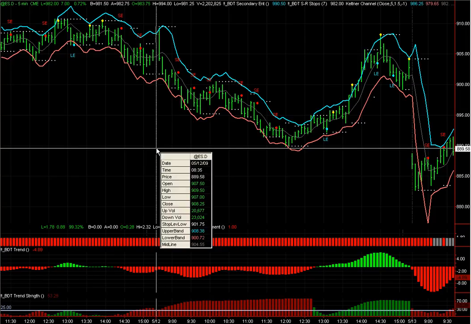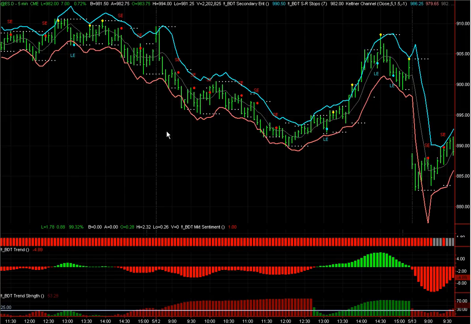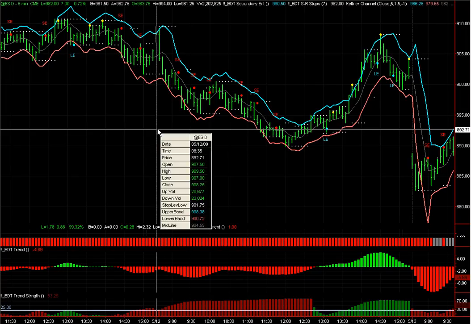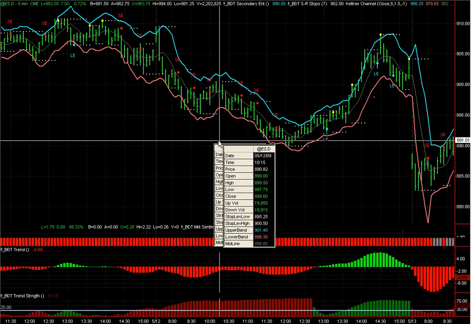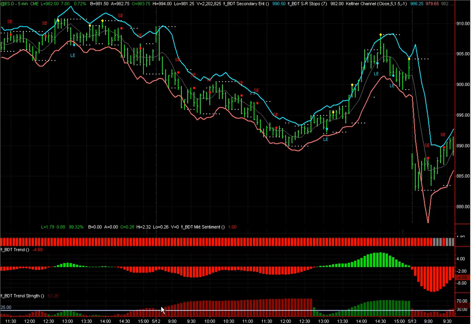The market opens. The price crosses above this upper band at 908.50. So at 908.50, we would have stayed in this trade for as long as we can because the trend strength in this case is above 25, showing that the trend is strong.